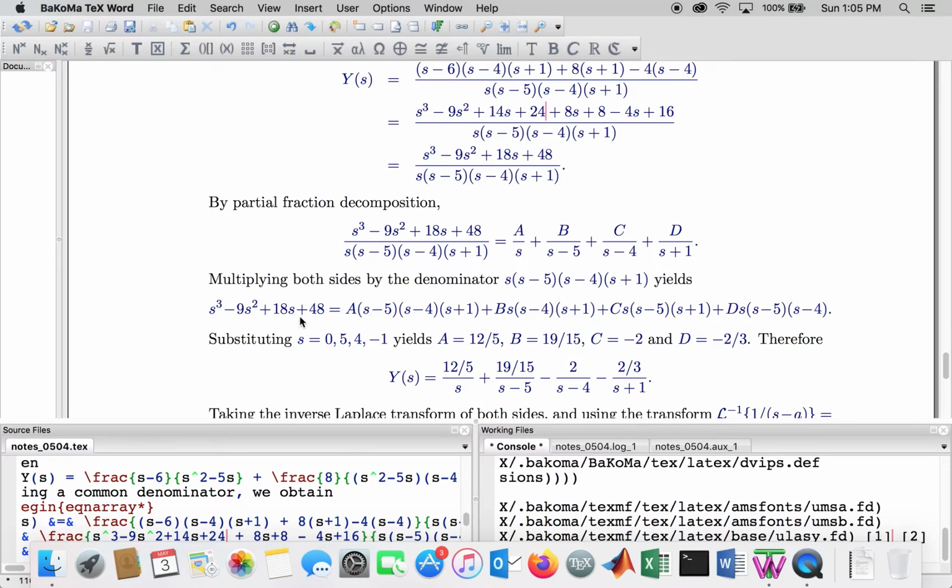Just be careful substituting things in over here. Like when you have minus 1, you'll have minus 1 cubed is minus 1, so you'll have minus 1 here. Minus 9 times minus 1 squared is plus 1, so you'll have minus 1 minus 9. So be careful about that.